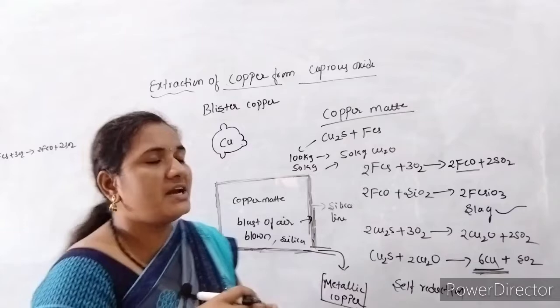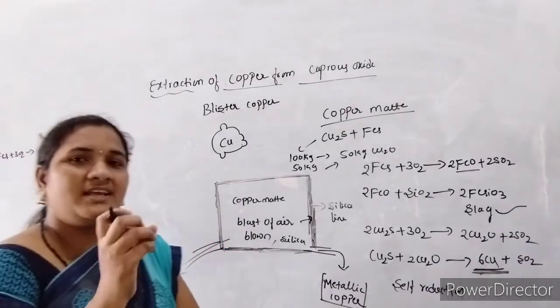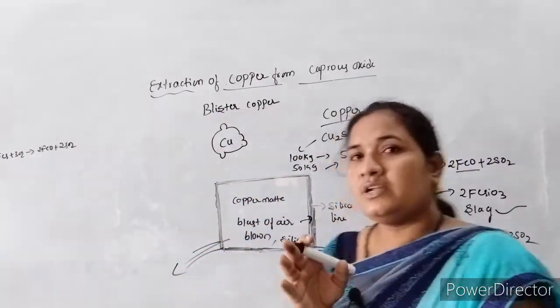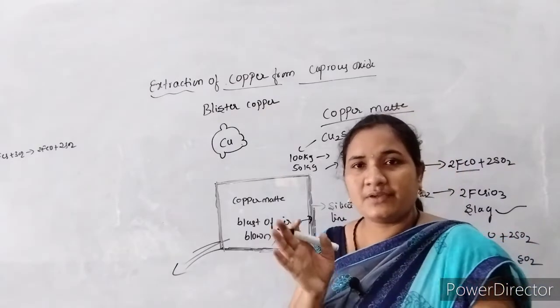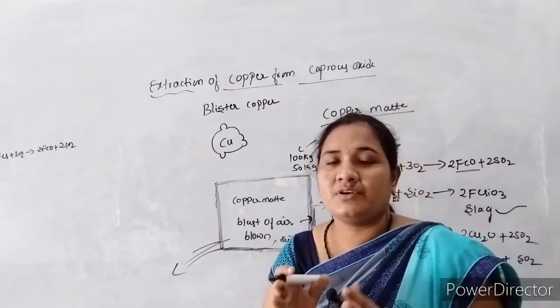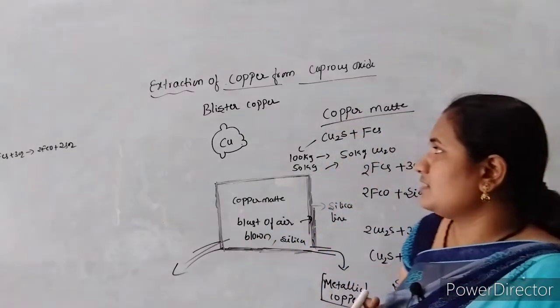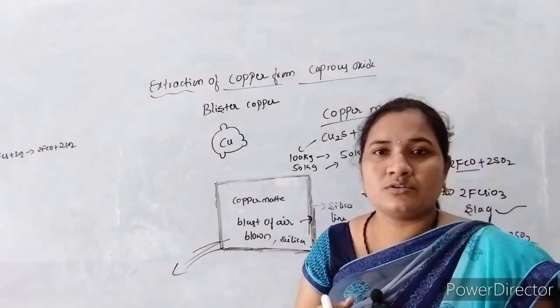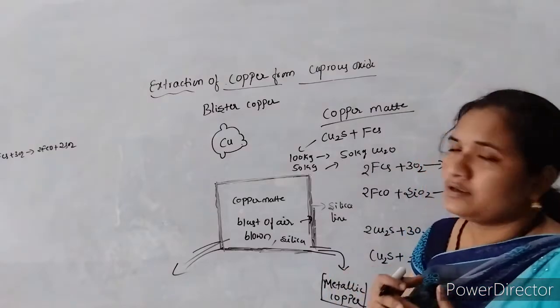So in this way we are going to extract copper from cuprous oxide. It is very easy. Firstly, the copper sulfide ore must be roasted due to the presence of sulfur. In this way we remove the sulfur present in the ore. Then it will be converted into cuprous oxide. Then it can be reduced by using hot coke or hot carbon. Then we are going to get the copper element.